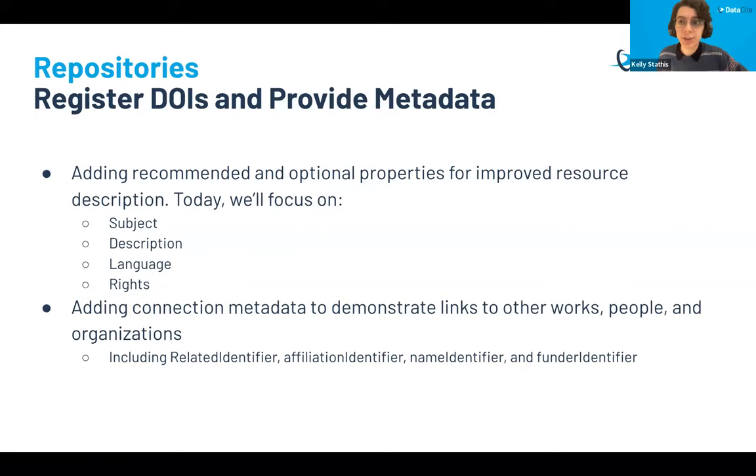And so when repositories register DOIs and they provide metadata, there are two areas to focus on for metadata completeness. First, we encourage including the recommended optional properties for improved resource description. And today I'll cover some tips for using the subject, description, language, and rights properties. Another aspect is adding what we call connection metadata to demonstrate links to other works, people, and organizations. And this can be achieved through some of the optional and recommended properties as well. For example, the related identifier property for related resources, and other subproperties, including name identifier, affiliation identifier, and funder identifier.